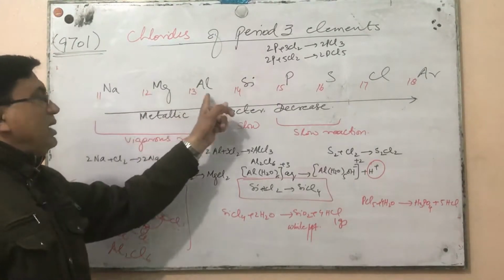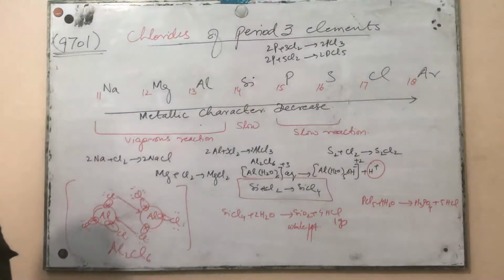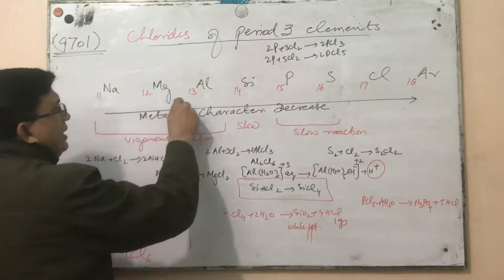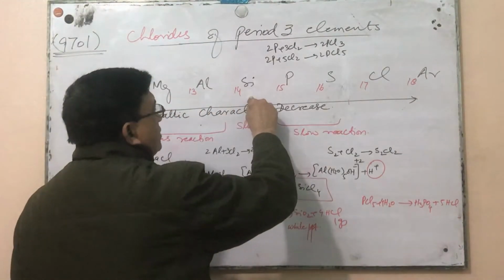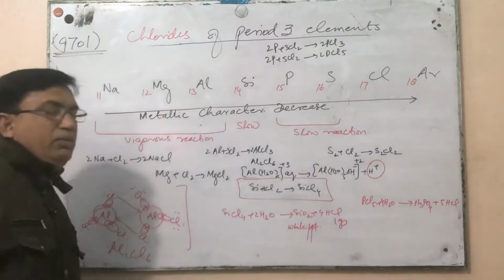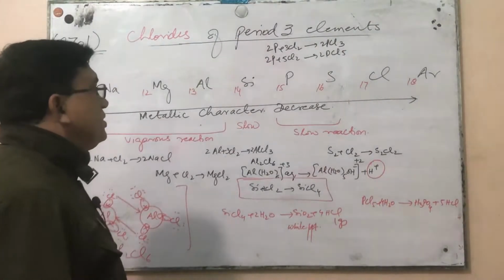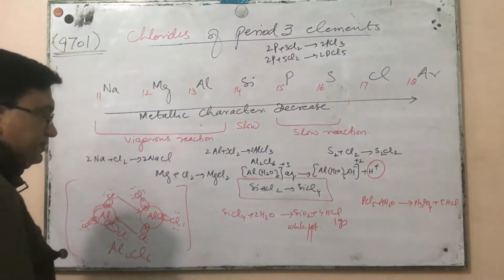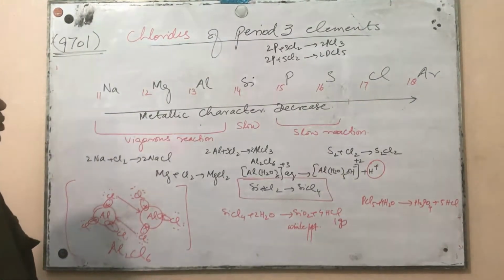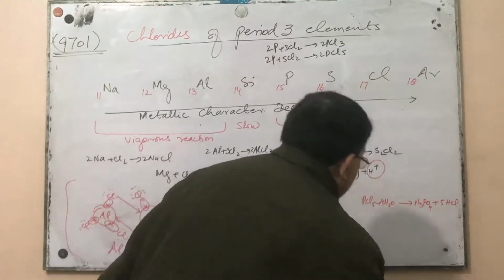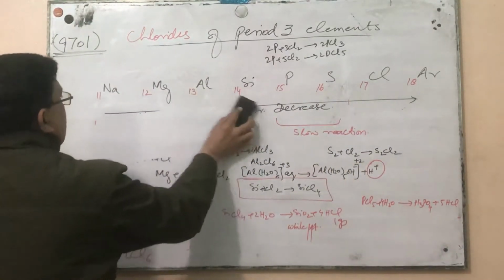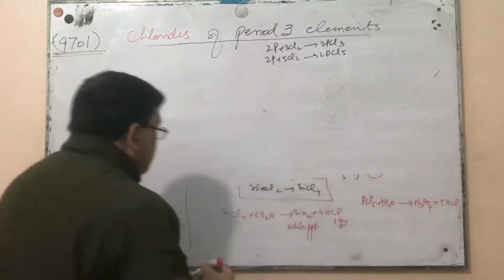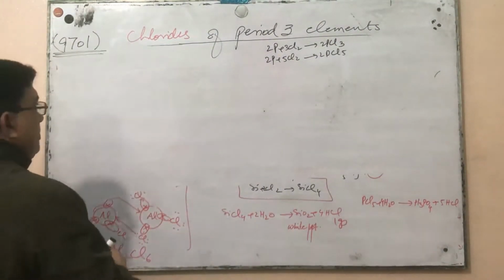The melting point and boiling point of these chlorides also increase from sodium chloride, and then from silicon chloride, due to the formation of small molecular structures, the melting point and boiling point decrease significantly. Now, one thing which is necessary to explain is that only magnesium is the metal which shows a little bit different behavior.